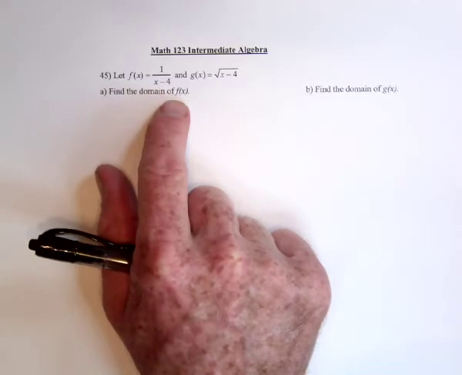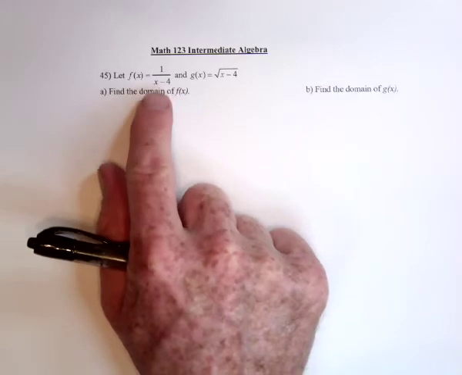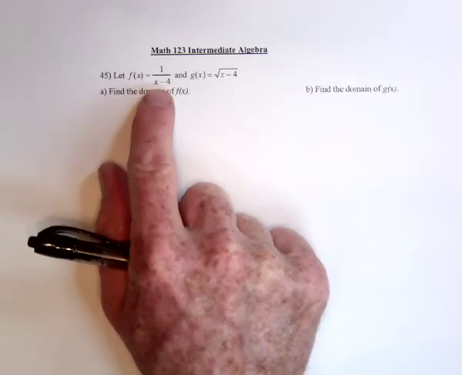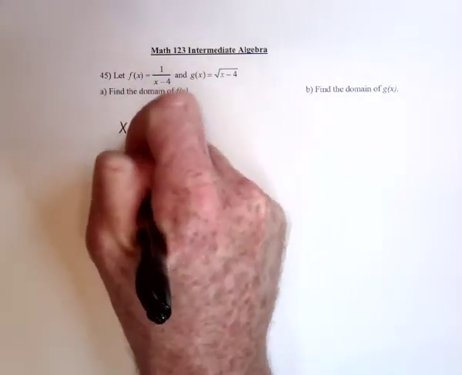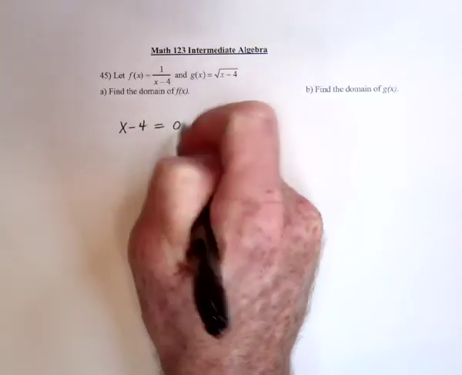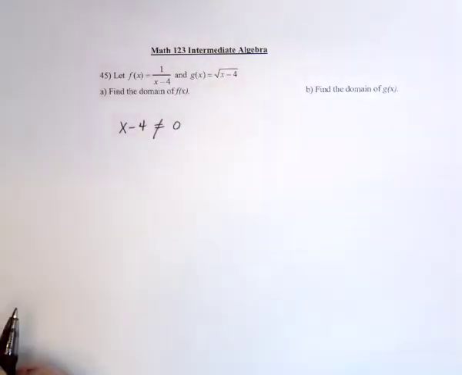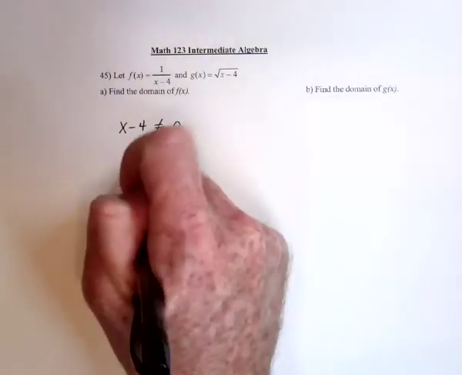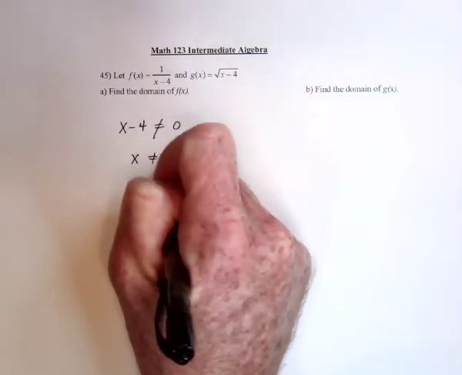So there's really just two rules. One, you can't divide by 0. So for this one, you'd say, well, what would make the bottom equal to 0? If x minus 4 equals 0, that would be bad news, so you can't have that. So in other words, if you add 4 to both sides, x cannot equal 4.